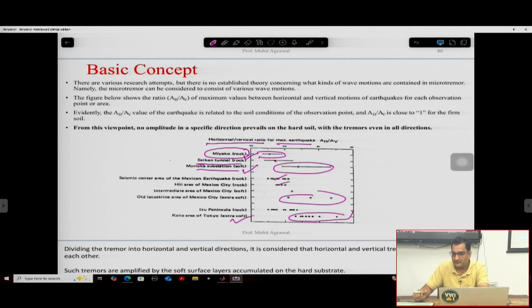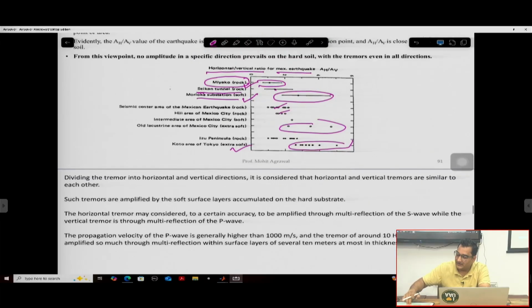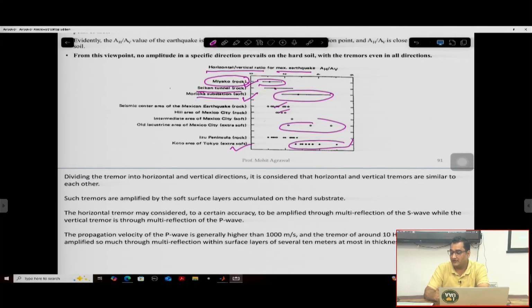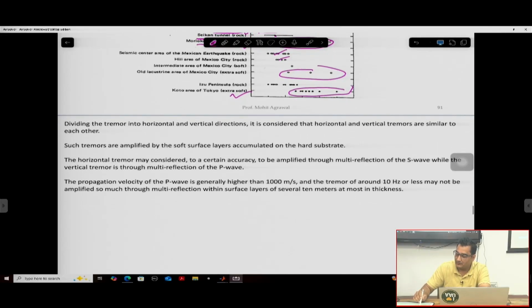So what they were trying to prove is that the horizontal motion amplitude and the vertical motion amplitude are equal to 1 in the case of hard rock. Dividing the tremor into horizontal and vertical directions, it is considered that the horizontal and the vertical tremors are similar to each other. For the hard rock, you can consider that the horizontal and the vertical motions are basically similar in all directions. So this is what they concluded.